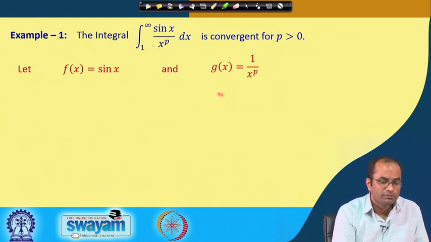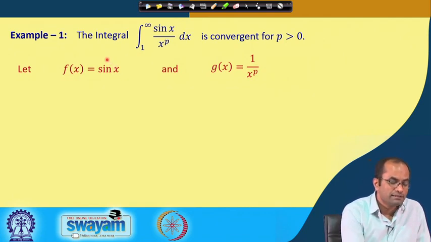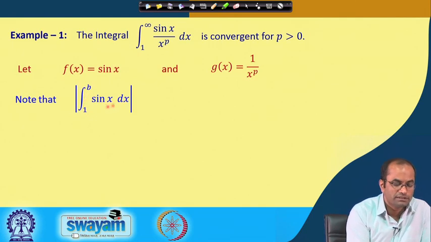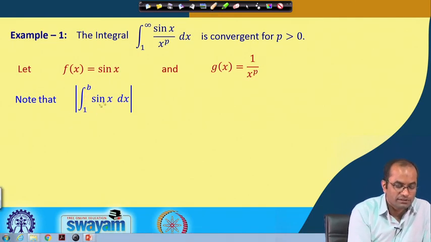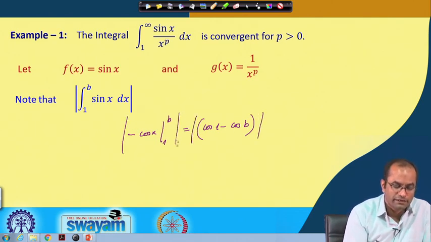Because we know about this g, that it is monotonically decreasing to 0 as x approaches infinity for p positive. And for the integral of sin x dx, we can easily show that the integral will be minus cos x, with the limits a to b, which will be cos 1 minus cos b. This integral value, and then the absolute value of this, we have to consider.